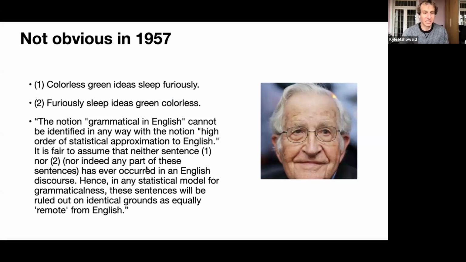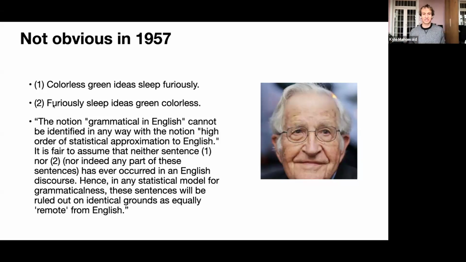Which is that going back to 1957, Chomsky had this famous statement that colorless green ideas sleep furiously versus furiously sleep ideas green colorless, right, is an important contrast. And the claim was this could not be identified in any way with the notion higher order of statistical approximation to English, because it is fair to assume that neither sentence one nor two has ever occurred in an English discourse. Hence, in any statistical model for grammaticalness, these sentences will be ruled out on identical grounds as equally remote from English. And I think in a meaningful way, we've seen that models, even without being explicitly trained on things like parts of speech, kind of emergently learn them well enough to know that they can rule in this one and rule out that one.